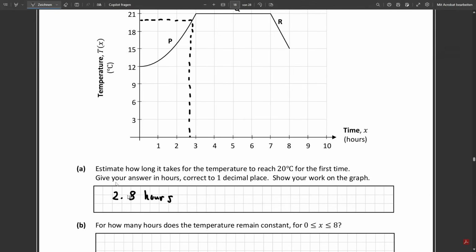It says give your answer in hours, so maybe that's what they want. But you could write that in minutes. So 0.8 of an hour, well, that's 60, and you're multiplying it by 0.8 to get 0.8 of it. So it's 2 hours and 48 minutes.